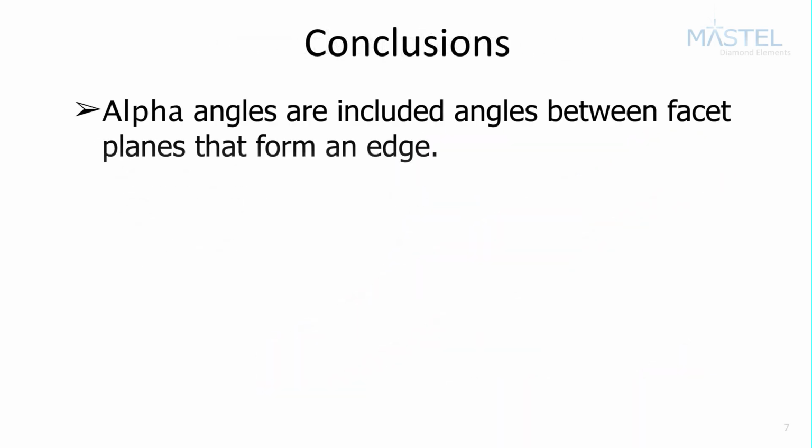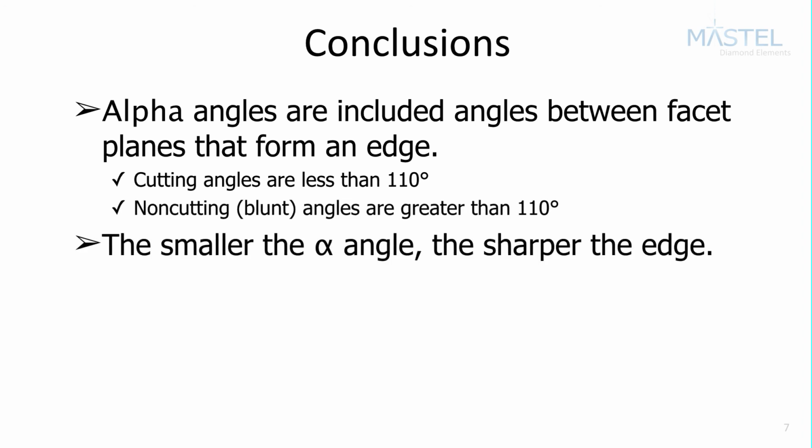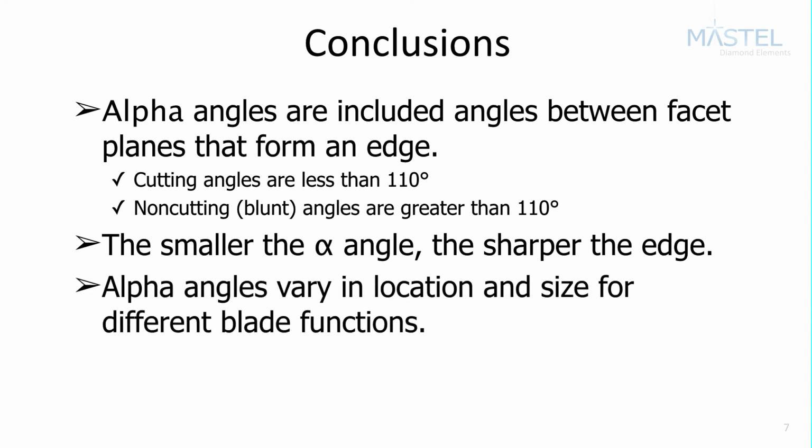In this presentation, we defined the alpha angle, which is the included angle between two facet planes, and we've shown how to differentiate sharp and blunt alpha angles. We compared sharpness levels of different cutting alpha angles between 30 degrees and 90 degrees. Doing so, we proved that smaller angles produce sharper edges. Finally, we discussed how strategic placement of alpha angles will increase blade efficiency and safety.